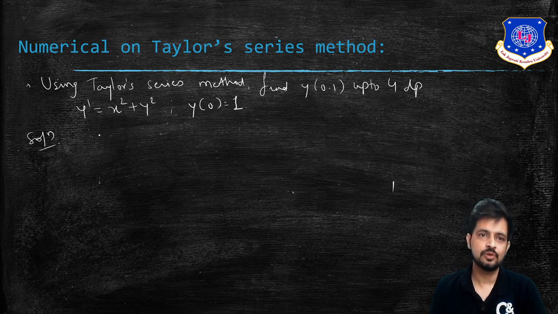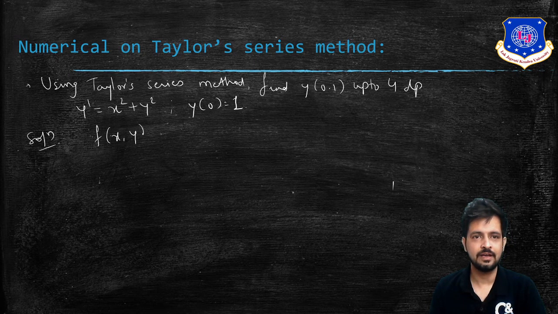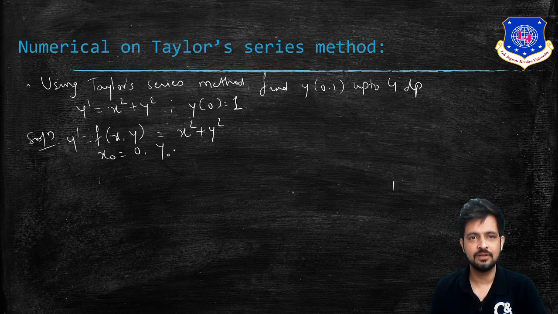First of all, you have to write what is given. Here f of x comma y, or we can say y dash, is given, that is x square plus y square. The value of x0 is given as 0 and the value of y0 is 1. And we have to find the value of y of 0.1.